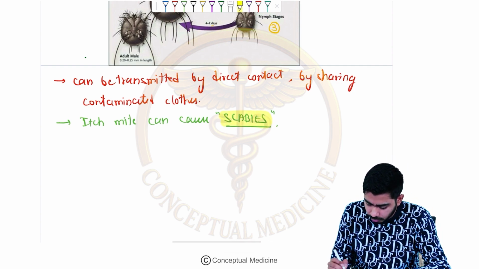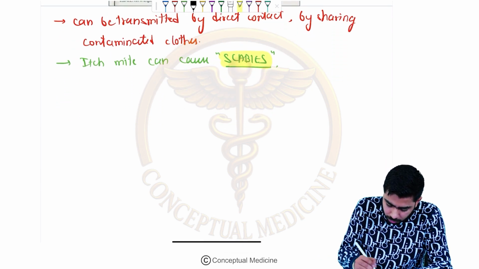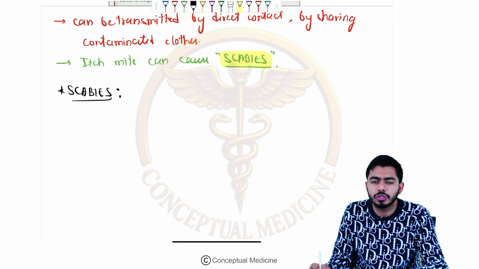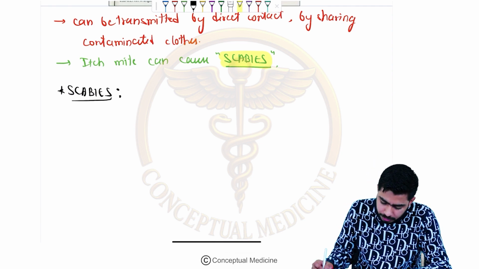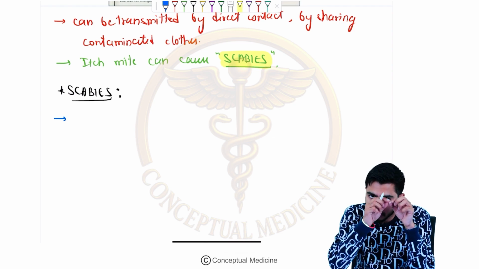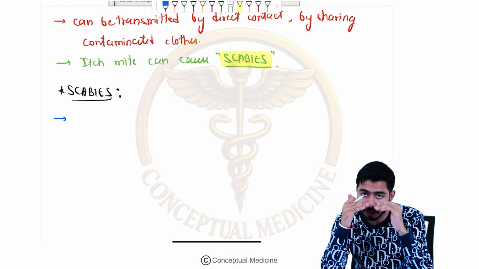Just a very few words about the scabies, so that we know that. Let's talk about the scabies. It is caused by itch mite, that is Sarcoptes scabiei. So what will be happening over here, guys? The itch mite will be burrowing through the skin just below the epidermis, that is just below the stratum corneum.